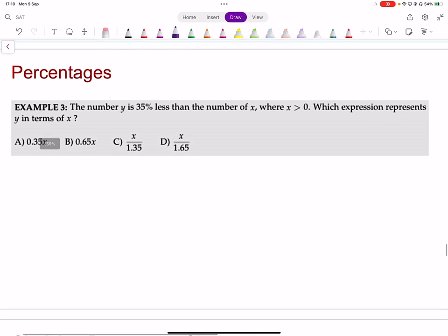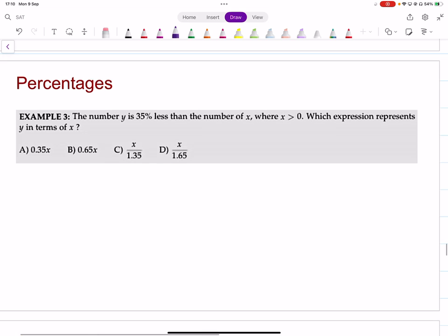Okay. The number y is 35% less than the number x. Which expression represents y in terms of x now?